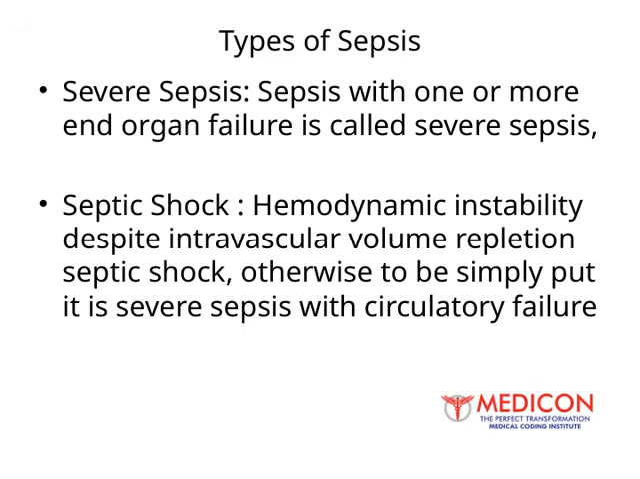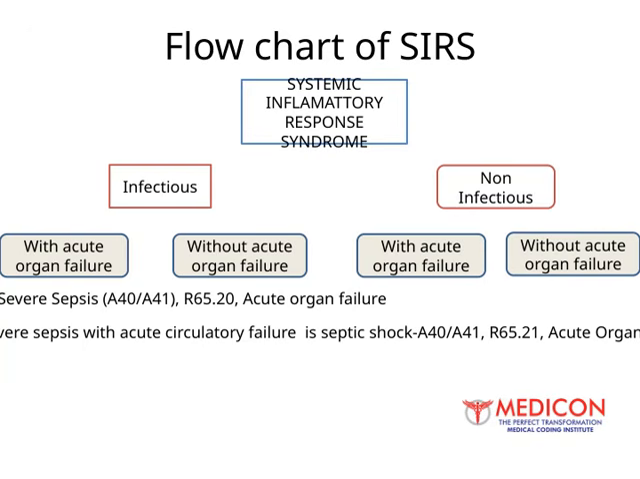Understanding these distinctions helps us see the progression of sepsis and emphasizes the importance of early detection and management at each stage. Recognizing when sepsis has advanced to severe sepsis or septic shock allows us to tailor our interventions and hopefully improve patient outcomes. Let's walk through this flow chart of SIRS, or Systemic Inflammatory Response Syndrome.